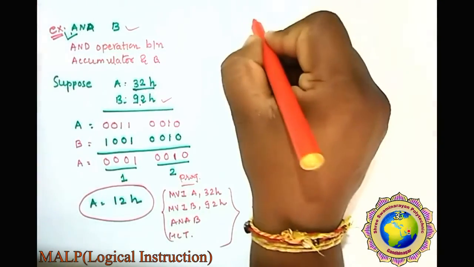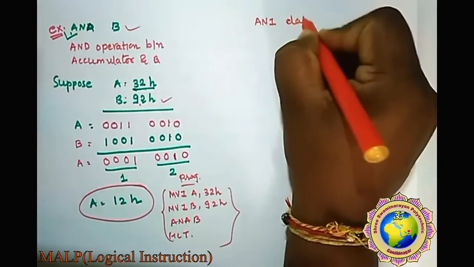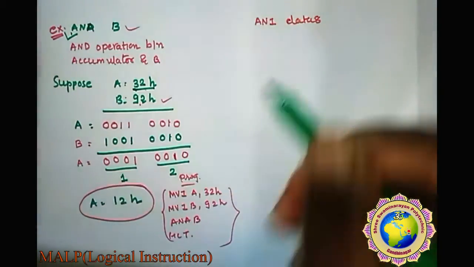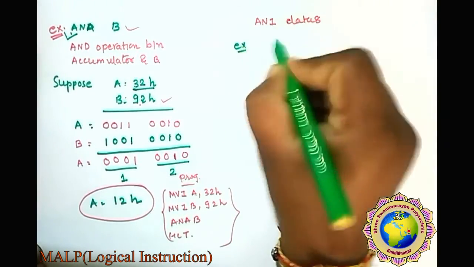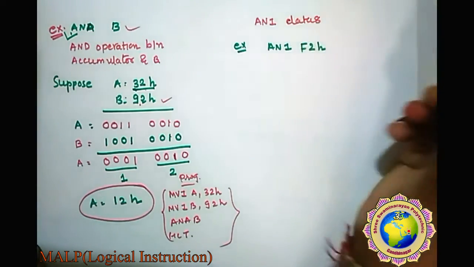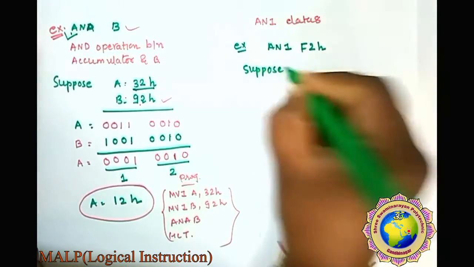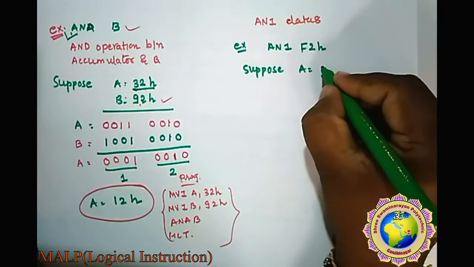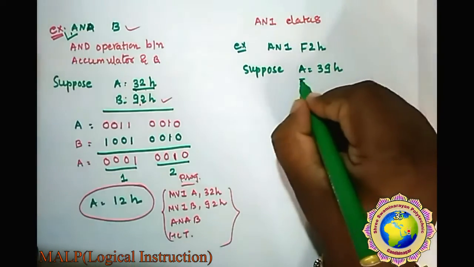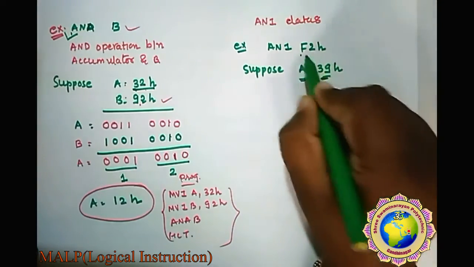The second example is ANI and we have given a data of 8 bit. So what is the ANI 8 bit data? So take the example ANI F2H. Okay, and suppose the value of A is equal to 39H. What is the value of A? 39H. So we can make the AND operation between 39 and F2.